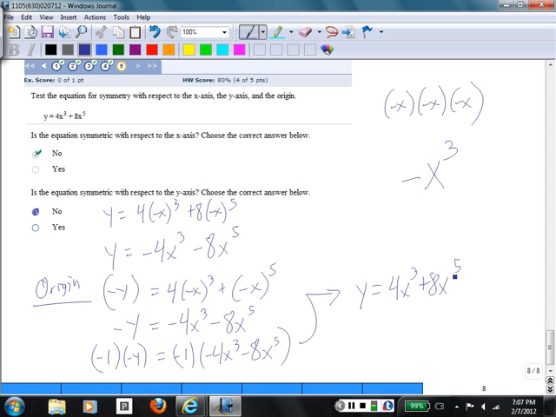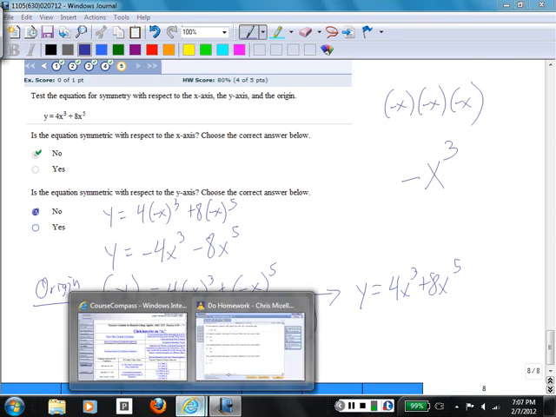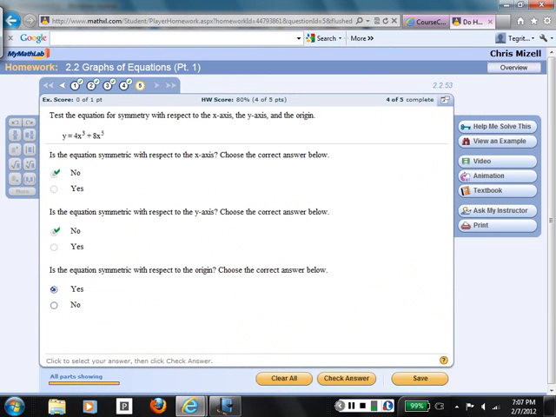And if substituting negative x for x and negative y for y at the same time makes it an equivalent equation to the original equation, then the graph has origin symmetry. So that's going to be a yes. And we'll put a yes.